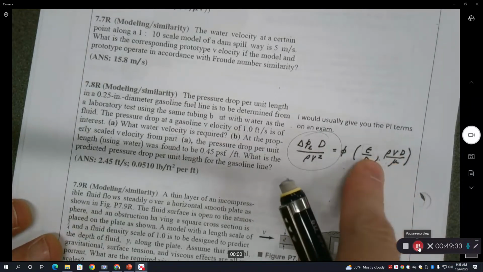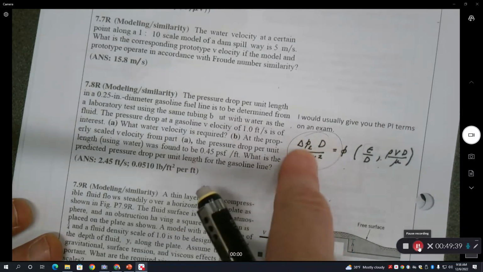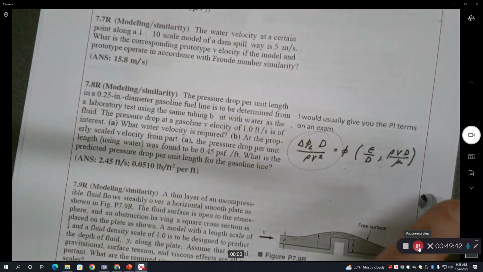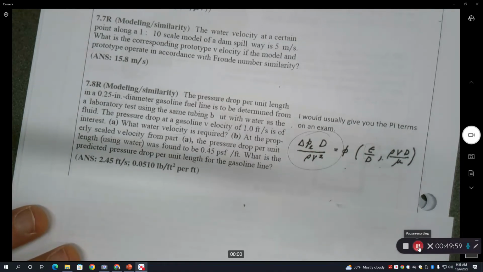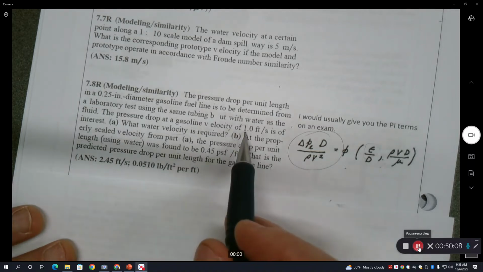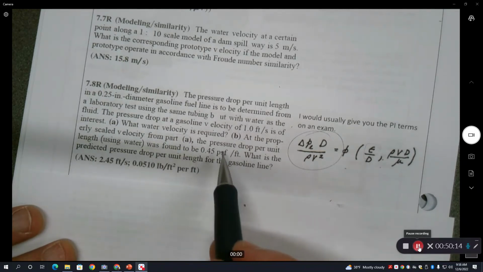So when we get to the similarity problem right here, we know that this is a dependent pi term. We also have the roughness shown in here. So here is the thing that we're trying to do, and then we attempt to use it, which is really the whole point of the Buckingham Pi, to try to use it. So reading the rest of the question, the pressure drop per unit length in a 0.25 inch diameter gasoline fuel line is to be determined from a laboratory test using the same tubing, but with water instead of fuel. The pressure drop at a gasoline velocity of 1 foot per second is of interest. What water velocity is required?